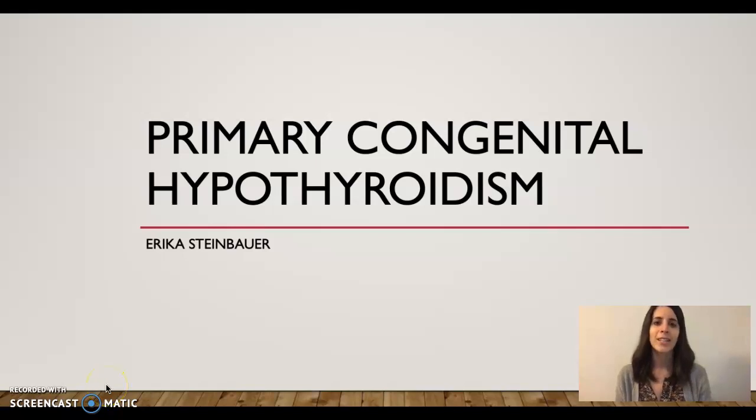Hey everyone! So my condition that I picked for this semester for the genetics class is primary congenital hypothyroidism. I was initially interested in this condition because I do have a sibling that has hypothyroidism. It wasn't congenital hypothyroidism, but that kind of sparked my interest in this condition, which is why I picked it out of all of the other ones that we had.